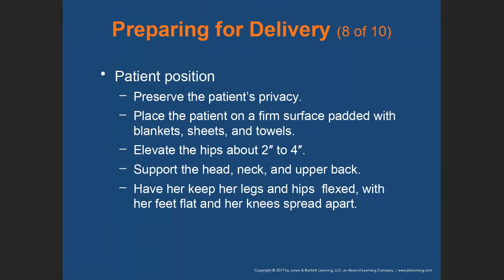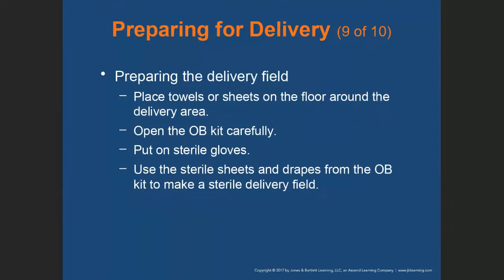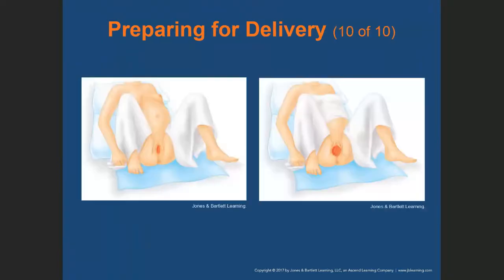You're going to need some paper towel because sometimes feces come out and you're going to have to move that out of the way. You don't want the newborn coming out in feces. Support the head, neck, and upper back. Have her keep her legs and hips flexed with her feet flat and her knees spread apart. Place towels or sheets on the floor around the delivery area. Open the OB kit carefully, put on the sterile gloves. Use the sterile sheets and drapes from the OB kit to make a sterile delivery field.